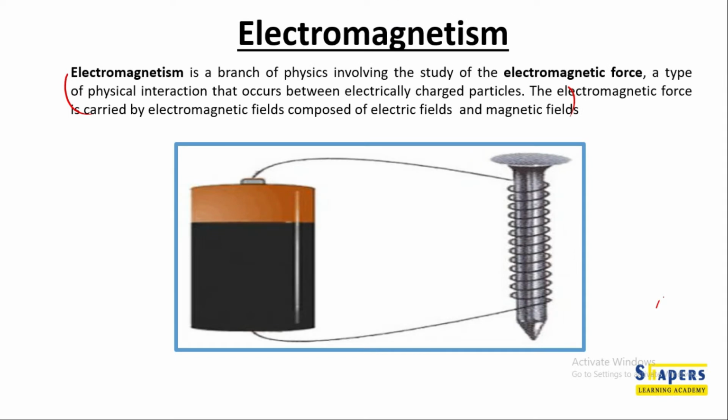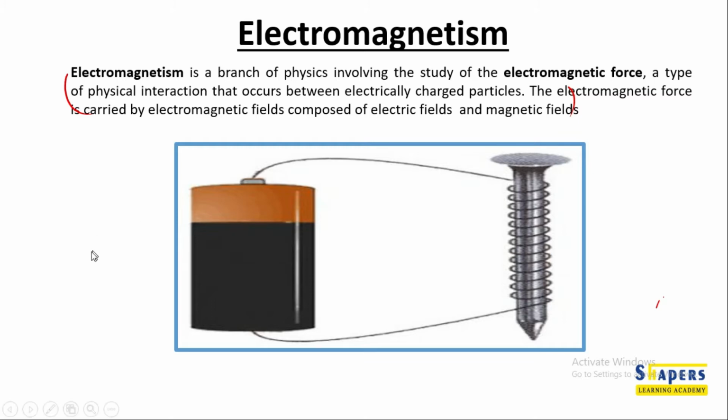Electromagnetism is an interesting concept to learn about. Electromagnetism is a branch of physics involved in the study of electromagnetic force, a type of physical interaction that occurs between electrically charged particles. The name is a two-word combination of electricity and magnetism. Electricity and magnetism are both interrelated with each other. Electricity can be produced because of a magnet, or a magnet can be produced because of electricity.